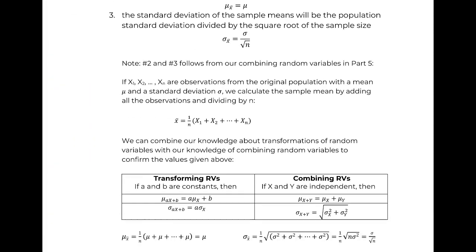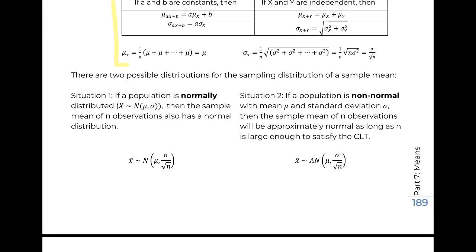Now the mathematical reasoning for that exact formula is given here. You don't necessarily need to pay attention to this, but if you wanted to know why we divide by the square root of n, it's here. All right, so there are two possibilities for the sampling distribution. If our original distribution is normal, then our sample mean is also normally distributed. If the original population is non-normal, then we're just going to use the central limit theorem to get approximate normality.